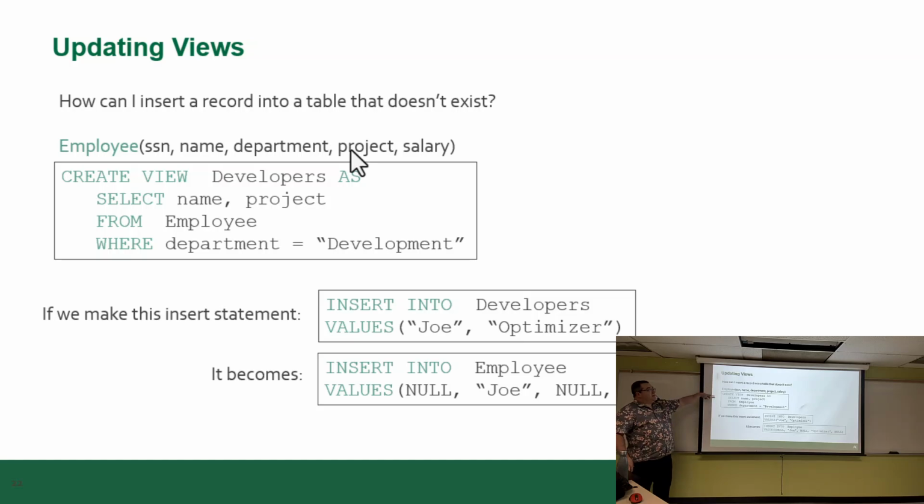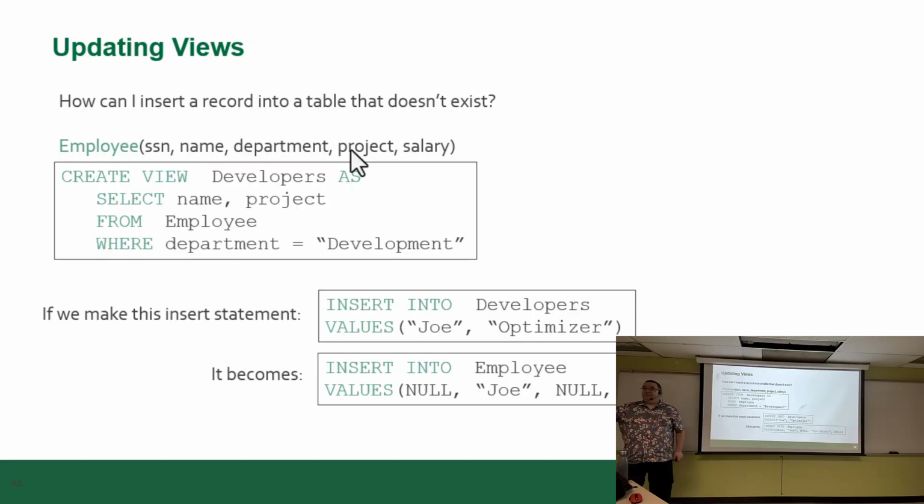So how do you insert a record in a table that doesn't exist? We have a table called employees. We have SSN, name, department, project, salary. Create view developers as name, project from employee, where they work in development. Now, if we make an insert statement, insert into developers, you'll end up with null values in the SSN, the department and the salary, because the view only sees the columns that are defined in it. So if you try to insert into it, it'll try to put nulls.